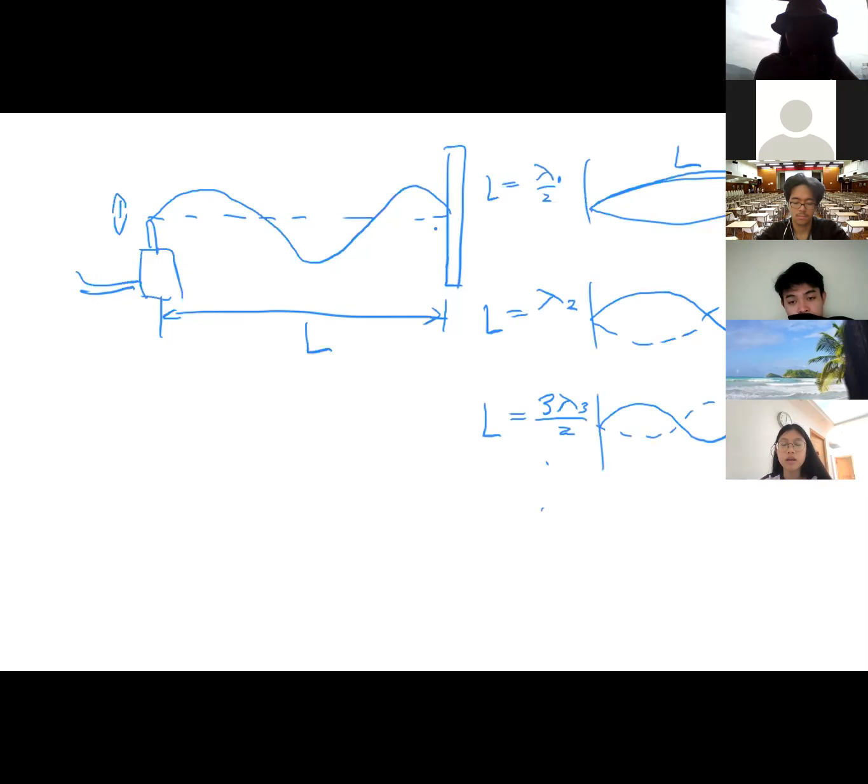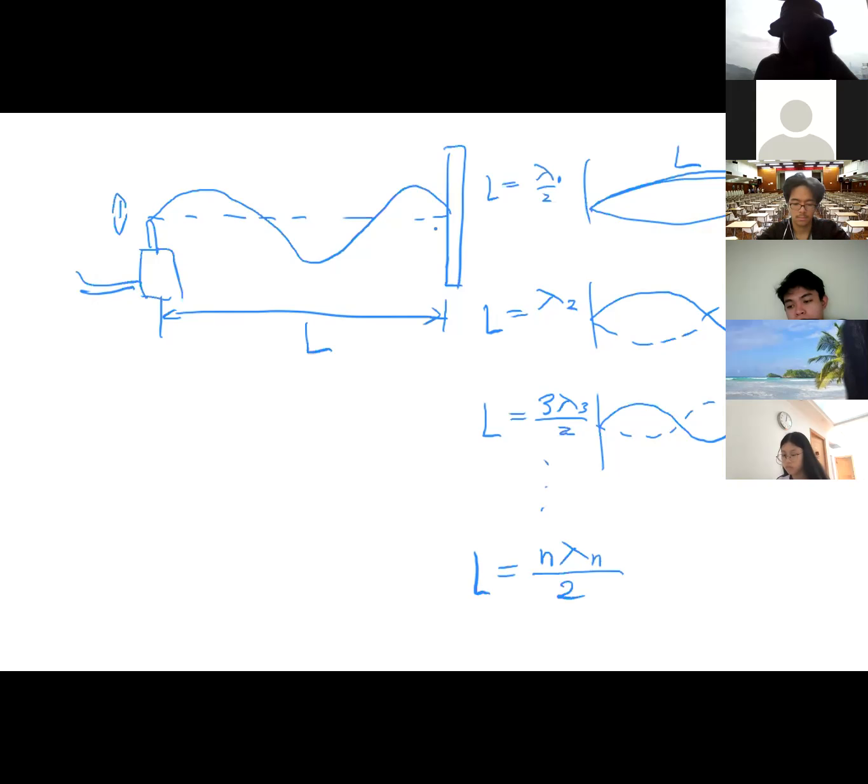So in fact, I can have a general equation. L should be equal to n lambda n divided by 2. You may check with the first one. Put 1 here, you have this equation. You put 2 here, you got this, right? You put 3 here, you got the third one, etc. So basically, you may make use of that to find the possible lambda and the possible frequency of the stationary waves. Okay, so you may understand what's going on.